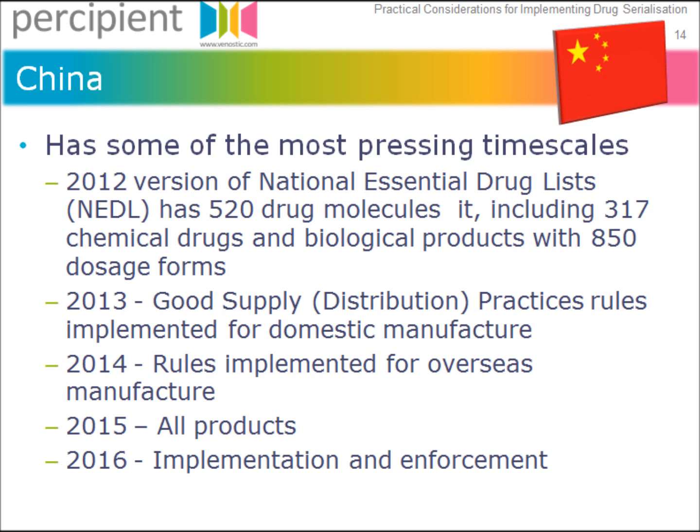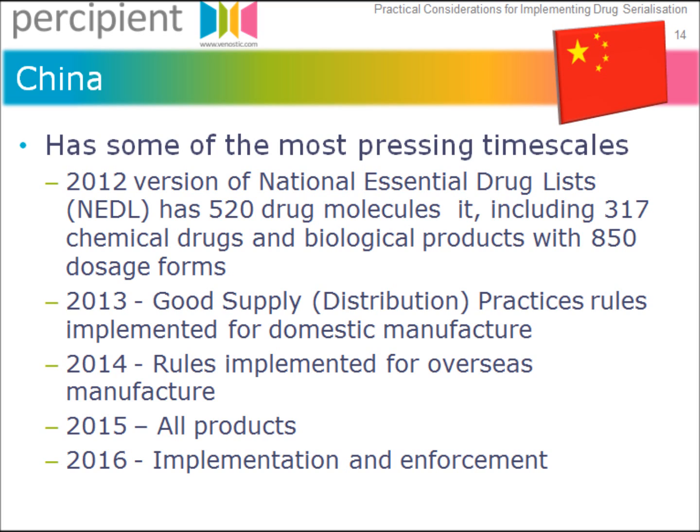This year they've published some new good distribution practice rules which come into effect for domestic manufacture, and next year overseas manufacturers, i.e. companies selling into China from outside, are required to meet those requirements. So if you are selling product into China, that is a hard and fast requirement for products on that National Essential Drug List. And in 2015 it will apply to all products, and although there will be a period of grace, we do expect to have enforcement in place by 2016.